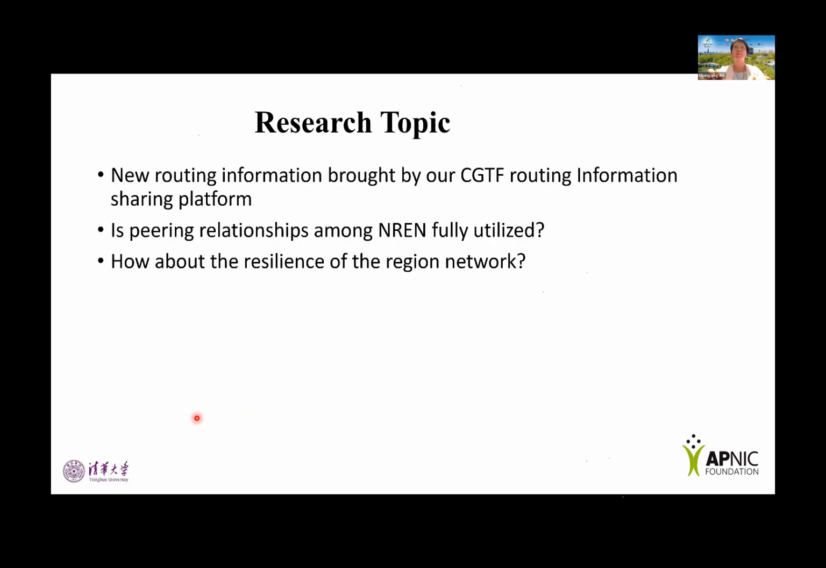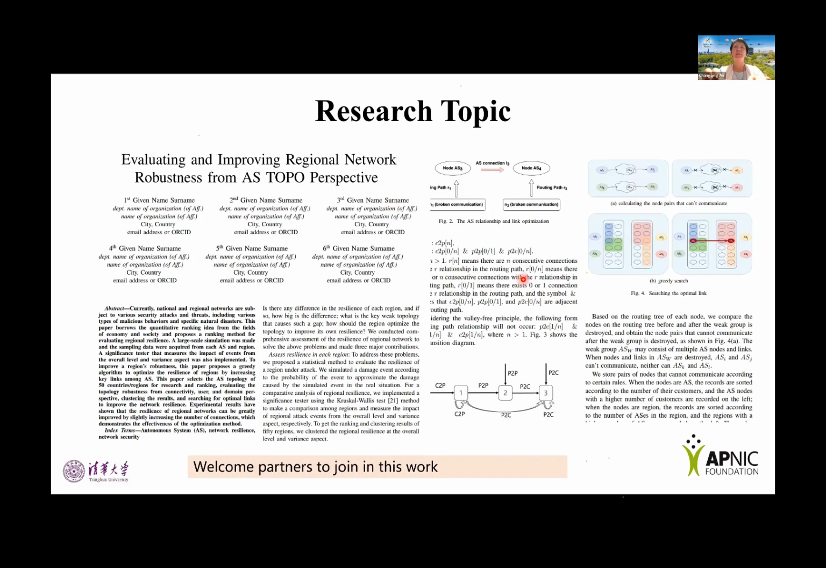Here are some research topics we're interested in. New routing information brought by our CTTF routing information sharing platform. Is peering relationships among NREN fully utilized? And how about the resilience of the regional network? This is a topic we are working on, evaluating and improving regional network robustness from an AS topology perspective. We have designed some algorithms and we are drafting the paper.